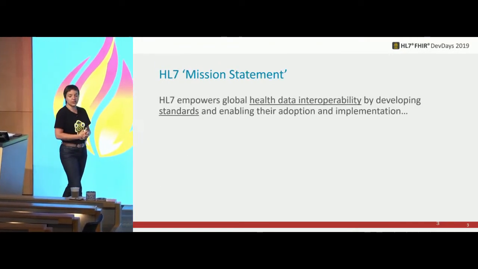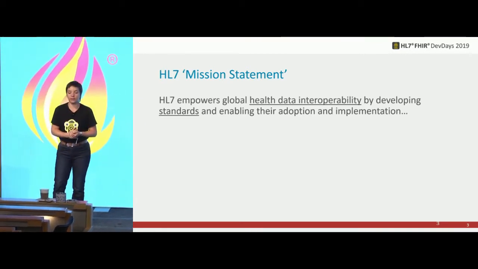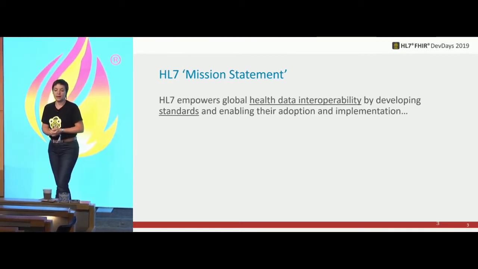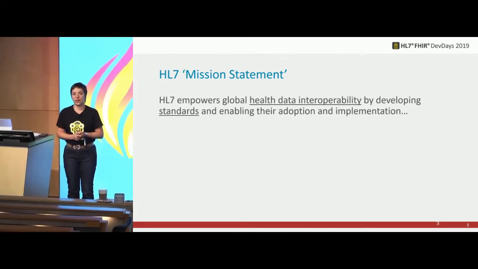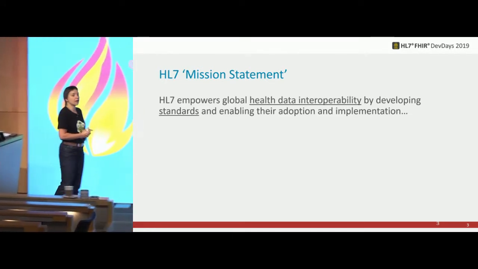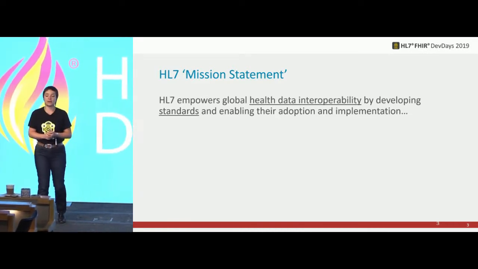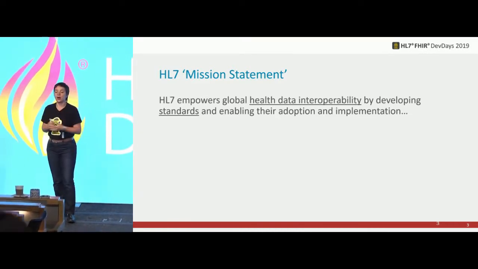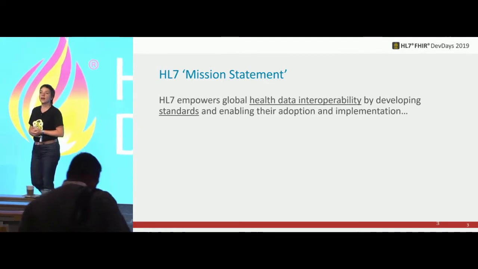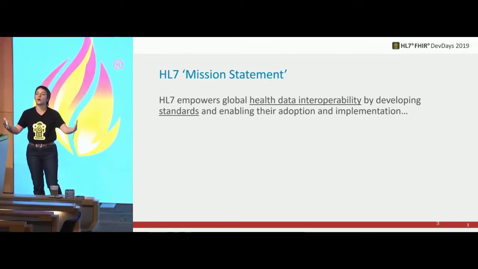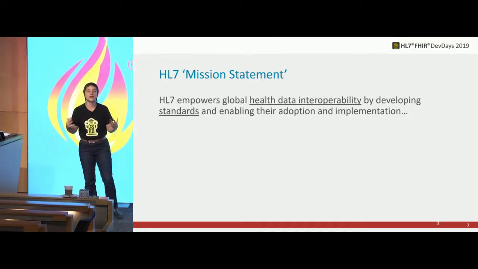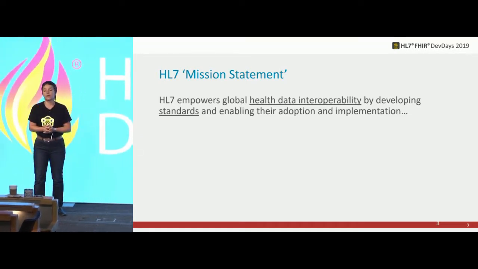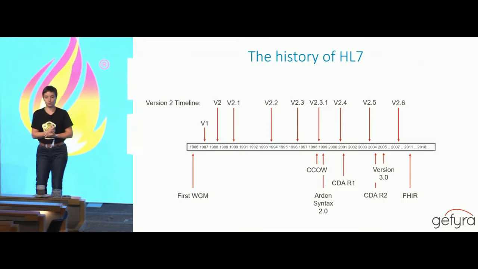So the mission of HL7 is to develop standards for healthcare, global standards, and enabling their adoption and implementation. It's probably fair criticism to say that the enabling of the adoption and implementation has not been in the forefront of what HL7 was doing in the past, but that has very much changed with the introduction of FHIR.